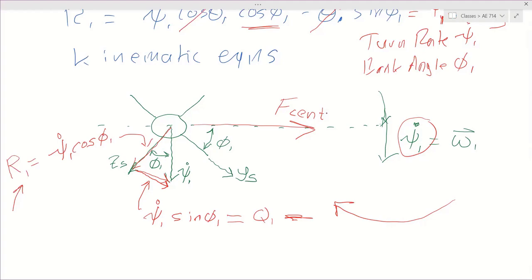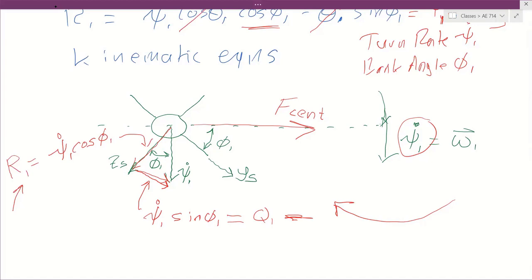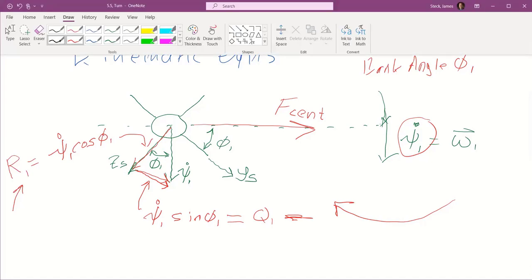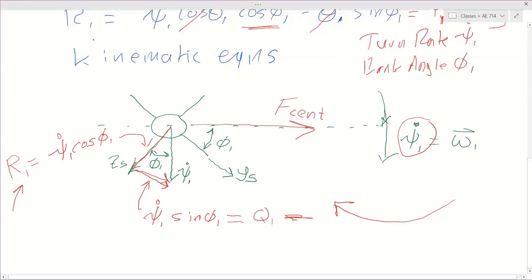All right, so that's a little bit of physics and a drawing and vector algebra here. We want to go back to the equations of motion.